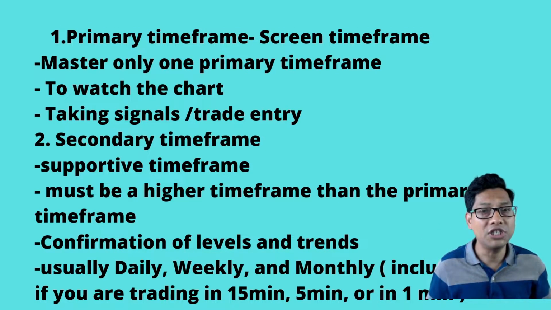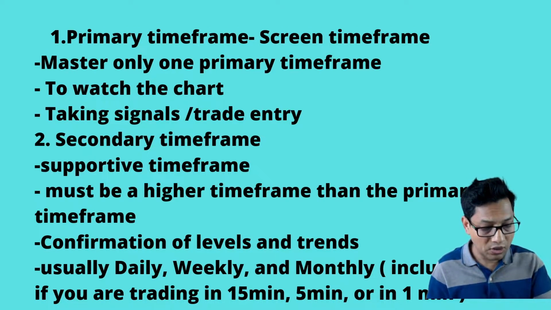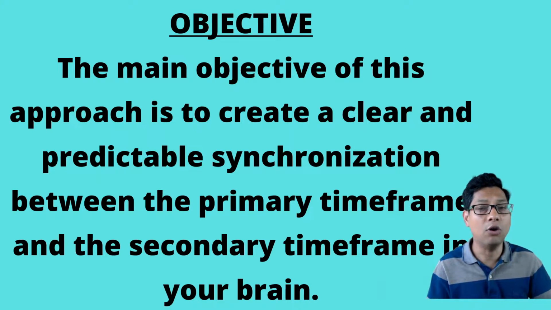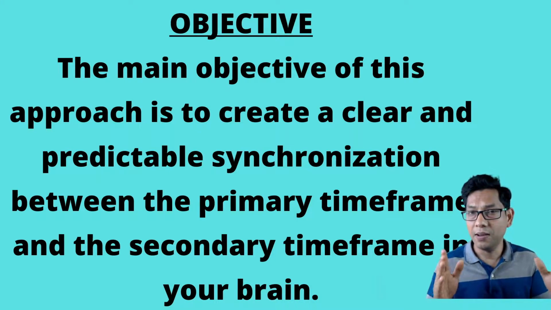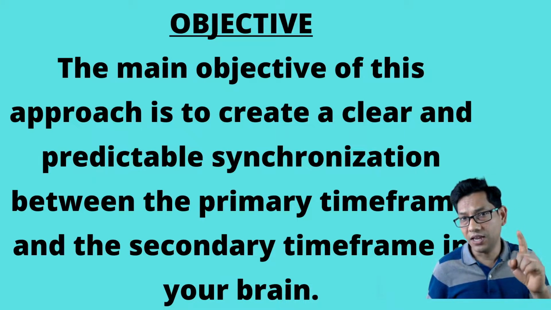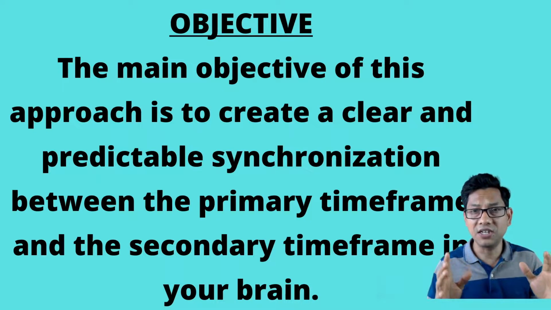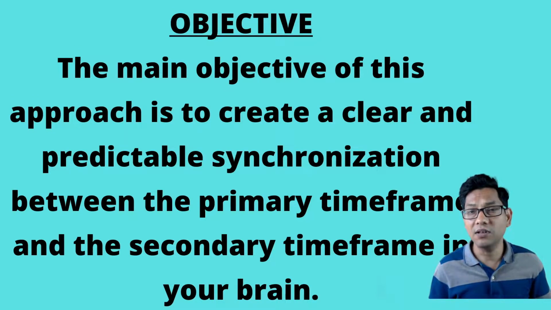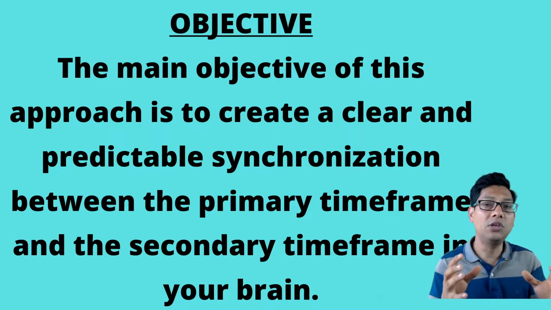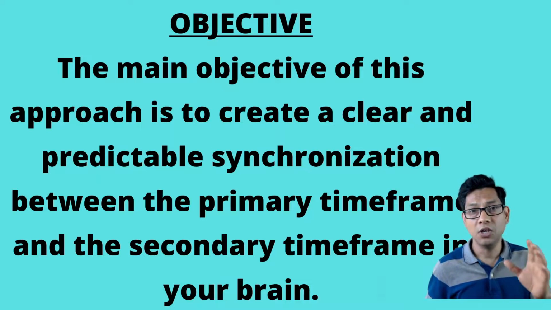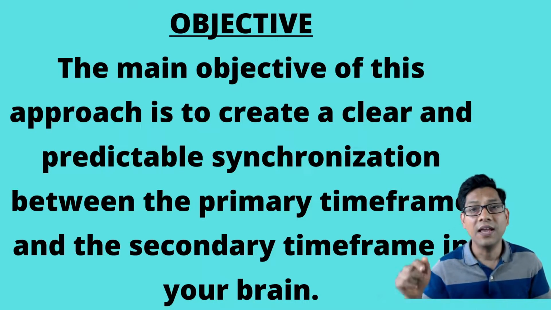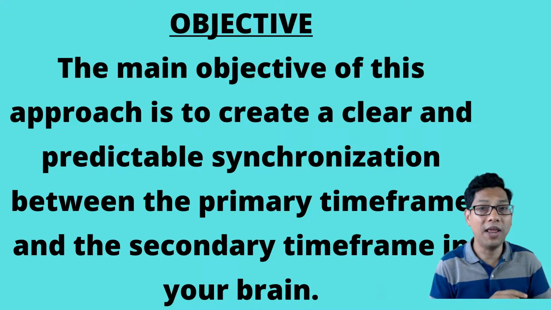Now you might be asking a question, why do I need to know all of this? Now the main objective of understanding this, I will show you in the chart, but let me clarify why you need to know this, is to create a clear and predictable synchronization between primary and secondary time frame in your brain. Remember, to predict a market accurately, you need to be able to see the bigger picture. At the same time, you need to see the smaller picture, and you need to be able to synchronize between the bigger picture and the smaller picture so that you can see clear direction in the market, and at the same time you can see which place to enter the trade, and that is the big part of your trading.